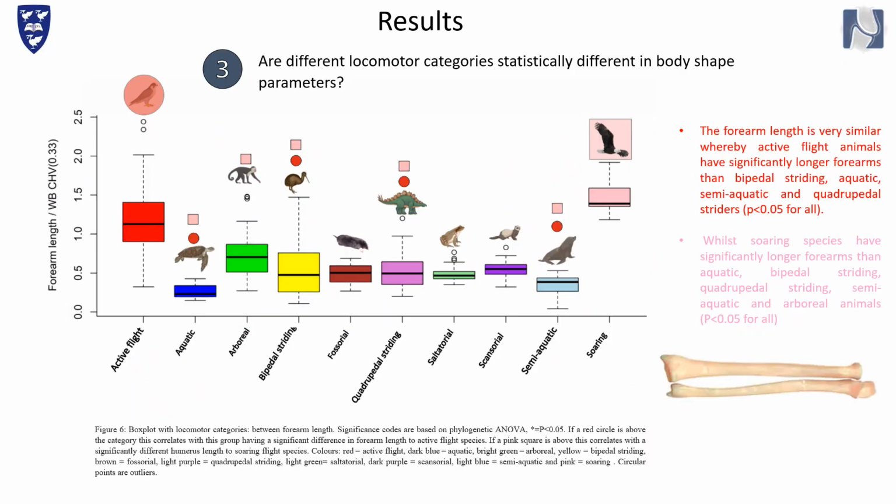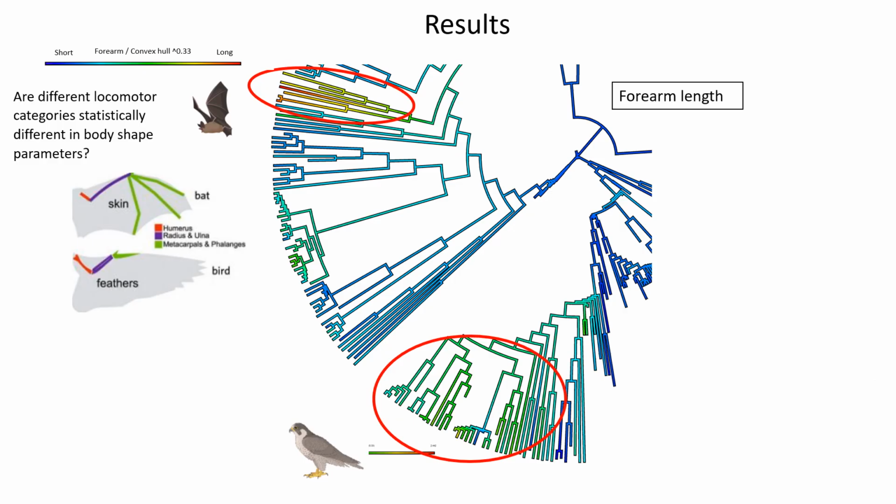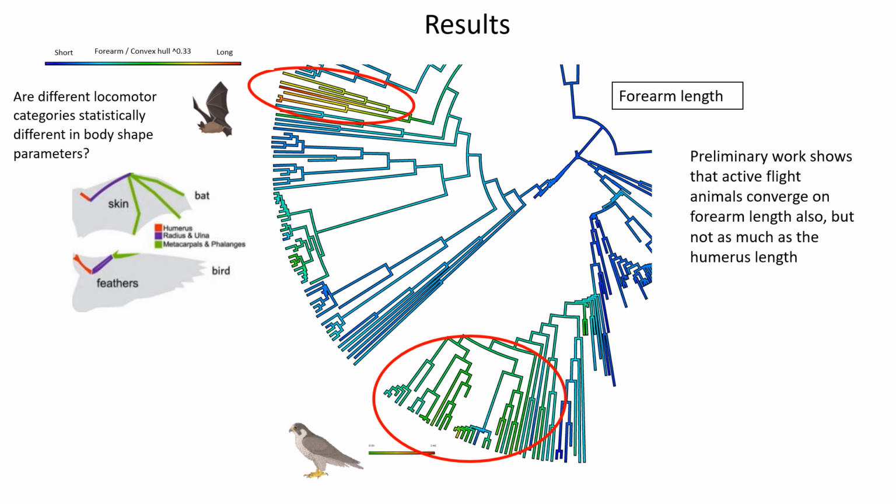Regarding the forearm length, it is very similar to the humerus, whereby active flight animals have significantly longer forearms than bipedal striders, aquatic, semi-aquatic and quadrupedal striding species, whilst soaring species have significantly longer forearms than aquatic, bipedal striding, quadrupedal striding, semi-aquatic and arboreal animals. When looking at the forearm length, again, we can see that the higher values tend to be in your active flight animals, so your bats and your birds. In particular, bats tend to have longer forearms than birds do. Preliminary work shows that active flight animals converge also on the forearm, but not as much as the humerus length.